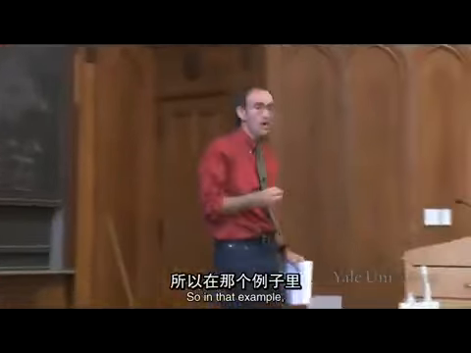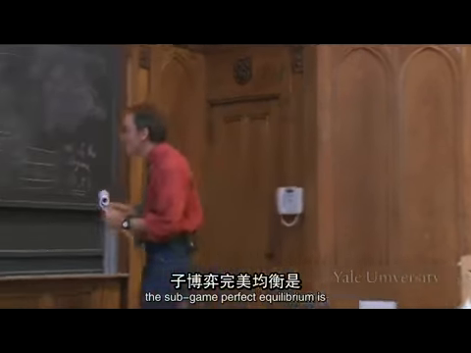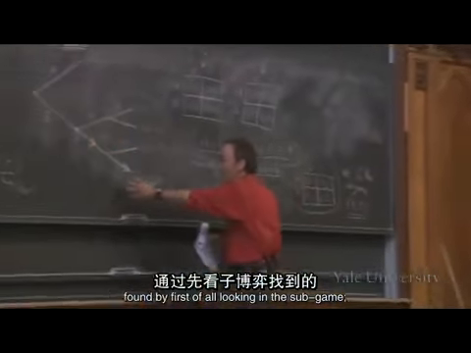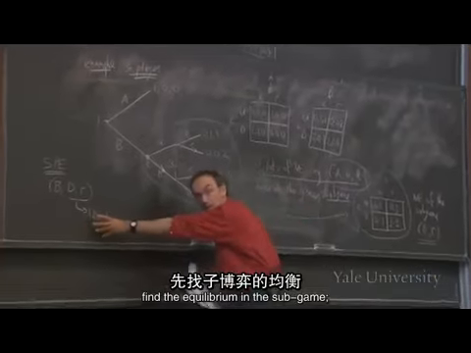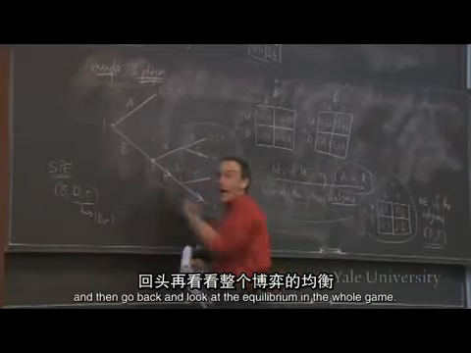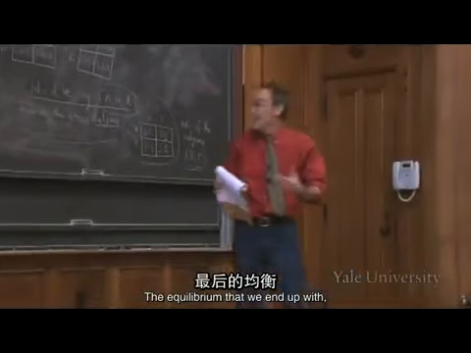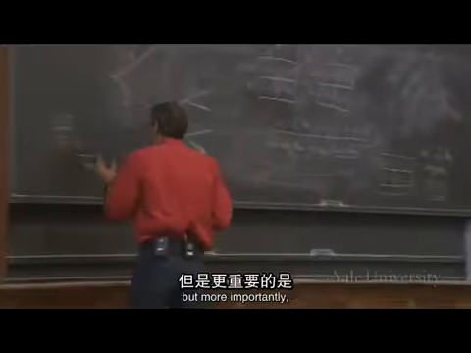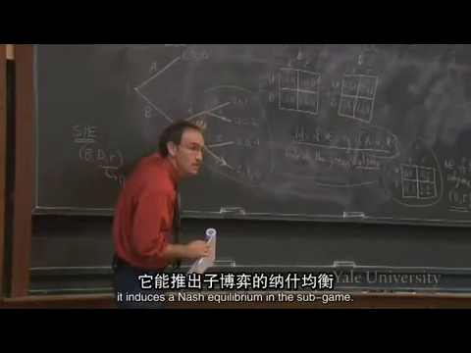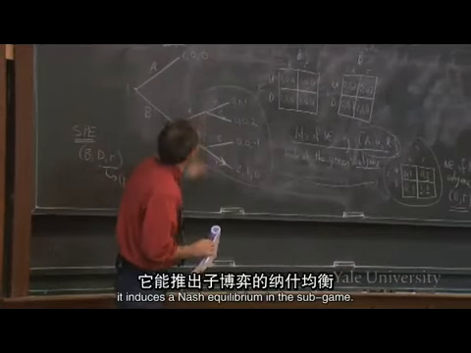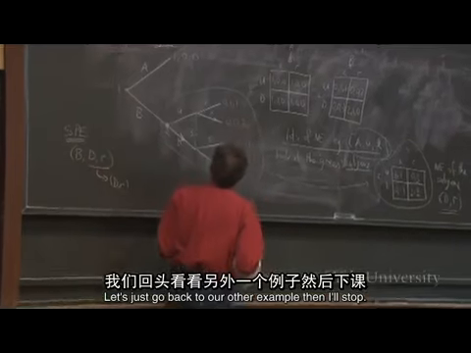All right, so in that example, the subgame perfect equilibrium is found by first looking in the subgame, finding the equilibrium in the subgame, and then going back and looking at the equilibrium in the whole game. The equilibrium we end up with is a Nash equilibrium in the whole game, but more importantly, it induces a Nash equilibrium in the subgame. Let's just go back to our other example, then I'll stop.